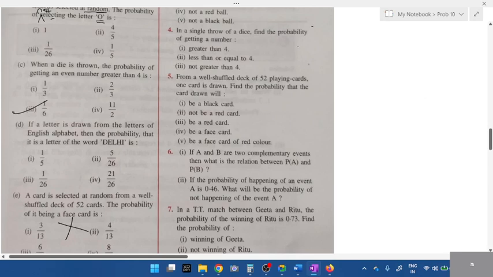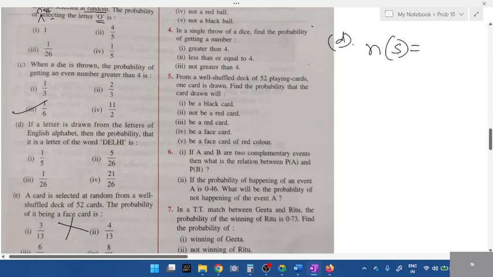Tell me the question, students. What is given? If a letter is drawn from which one? English alphabet. Total how many letters are there in the English alphabet? 25 or 26? Yes, 26. N, the total value, students. A, B, C, D, E.